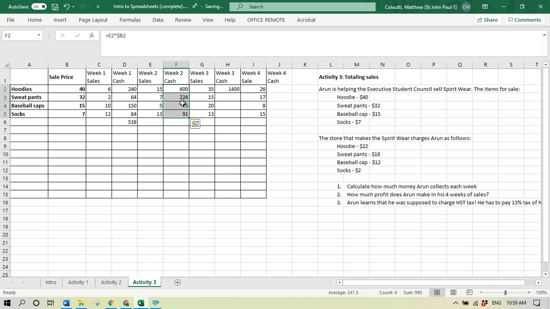Now when I copy these over to week 3, look at how the formula has changed. I took 35, so that was the previous column, but it's multiplied by $B2. The B does not change. It's always going to use the B column. Similarly, I can copy those to week 4.